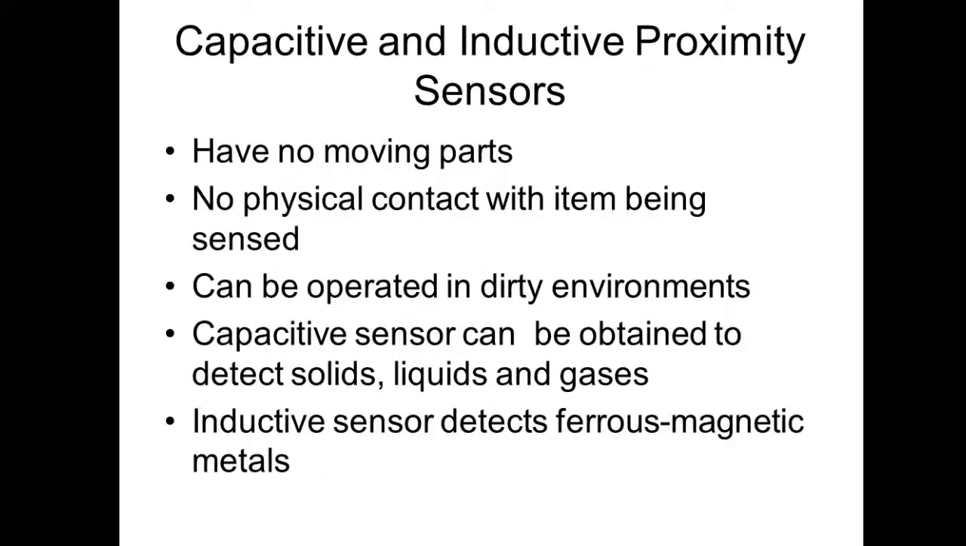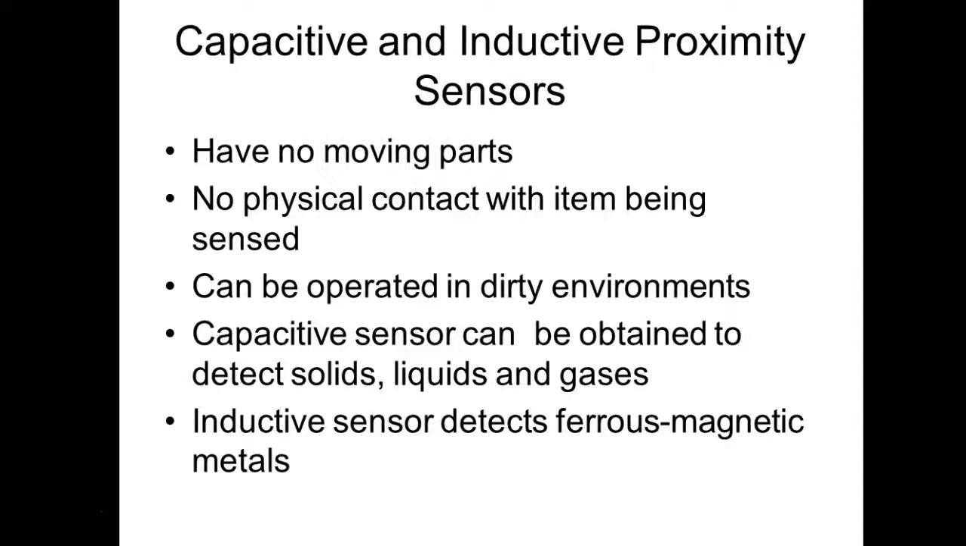Next thing we'll look at is capacitive and inductive sensors. These are solid state, which means they're not going to have any moving parts. But they might not be 3-wire sensors. They might be 2-wire sensors, and we'll explain that in a little while. No physical contact with items being checked, can be operated in a very dirty environment.